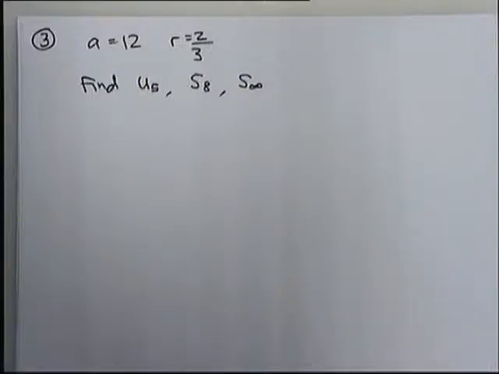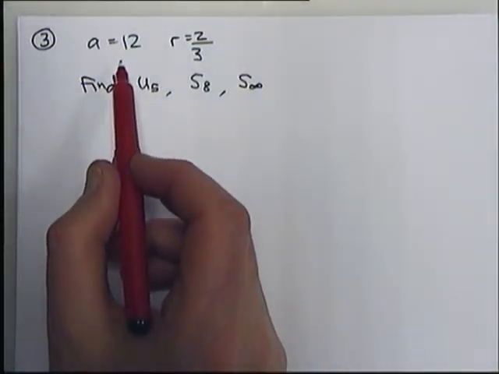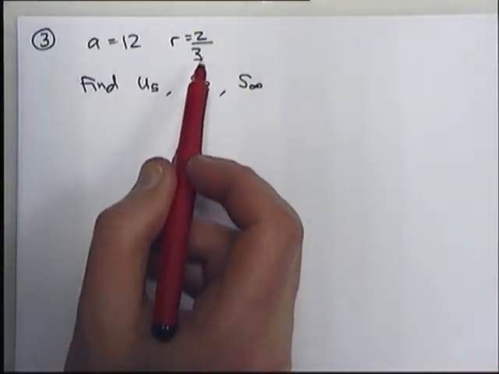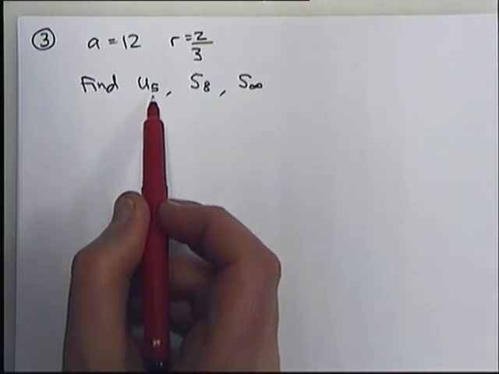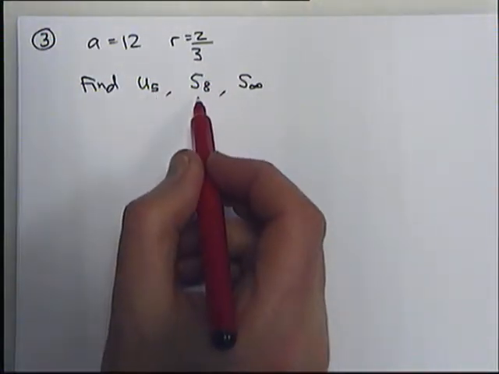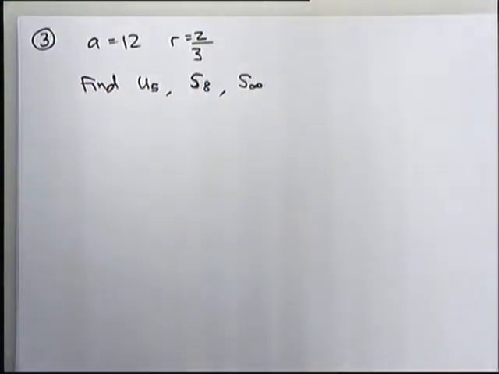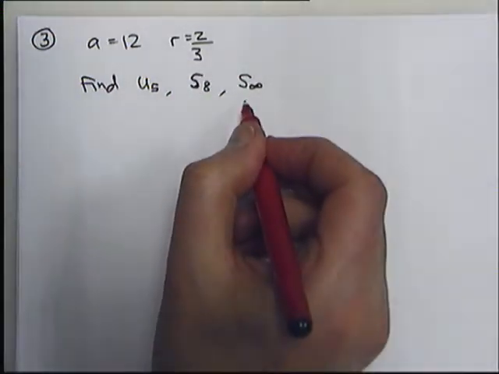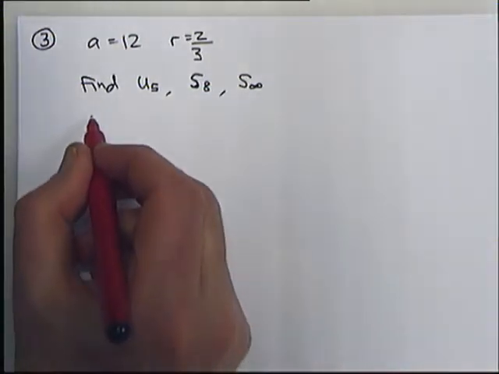We're now going to look at another example. This question we've got is a geometric series with a first term of 12 and a common ratio of 2/3. Find the fifth term, that would be U5, the sum of the first 8 terms, that's S8, and the sum to infinity.